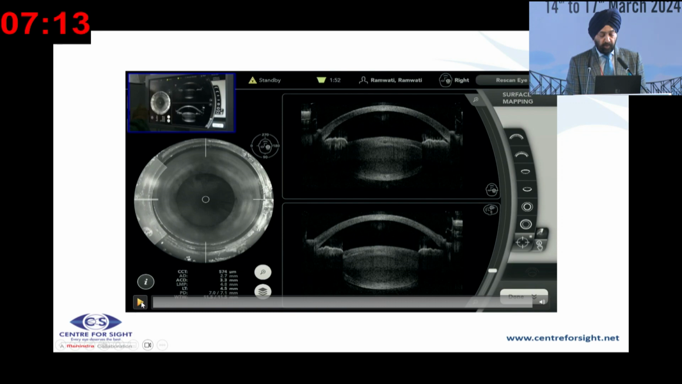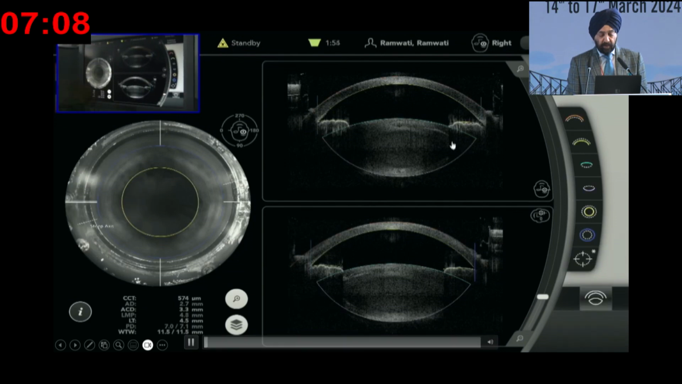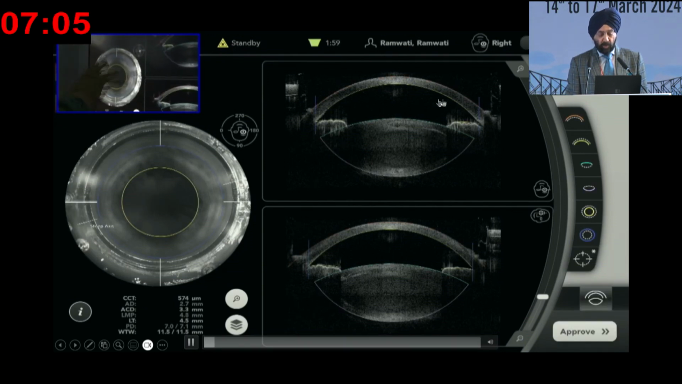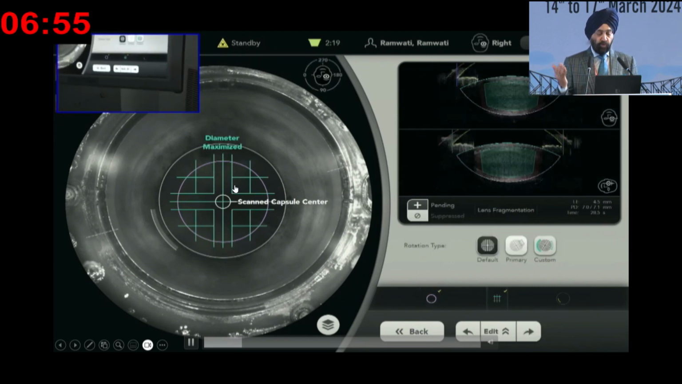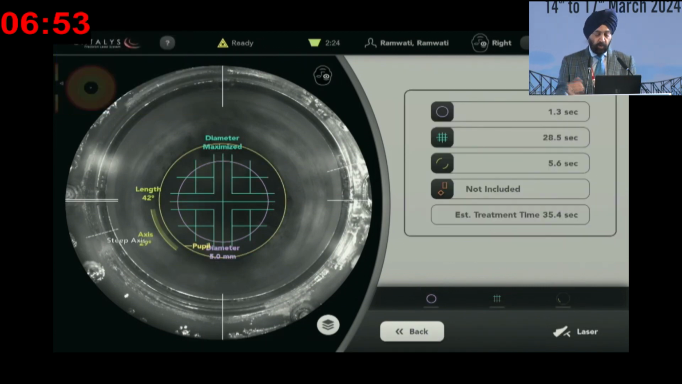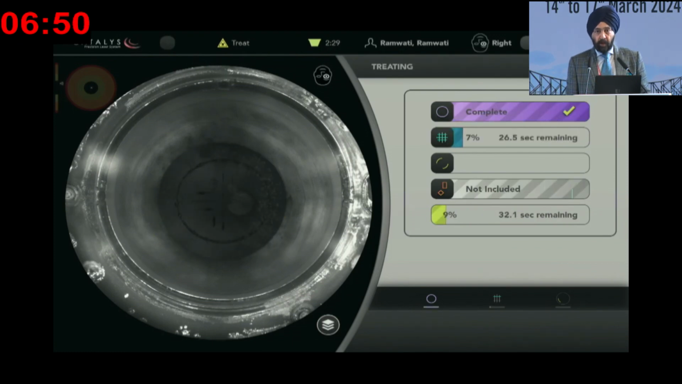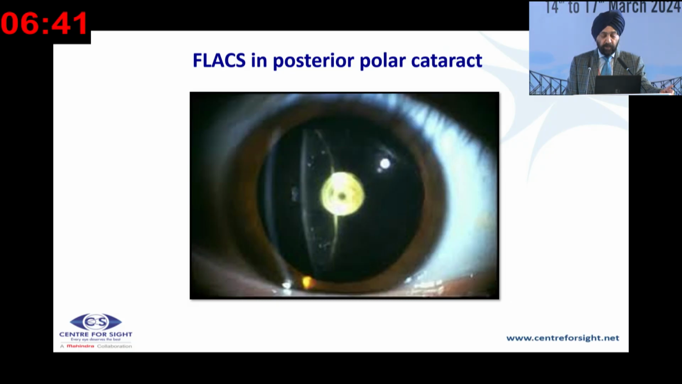As you can see, in a normal femto procedure, this is the OCT image that comes: anterior cornea, posterior cornea, the lens, and then you can see this is the pupil, and this is the capsulorhexis. You can make it into 4, 6, or 8 quadrants, and you can also do softening of the nucleus. The total time taken is almost always less than 1 minute, and then you can take away the points.